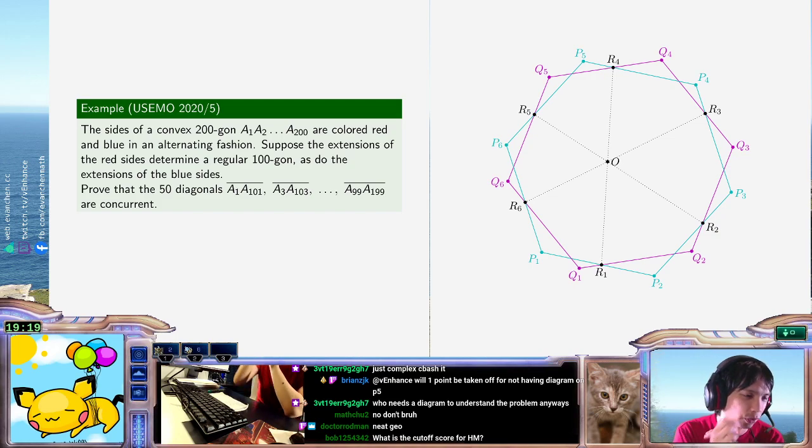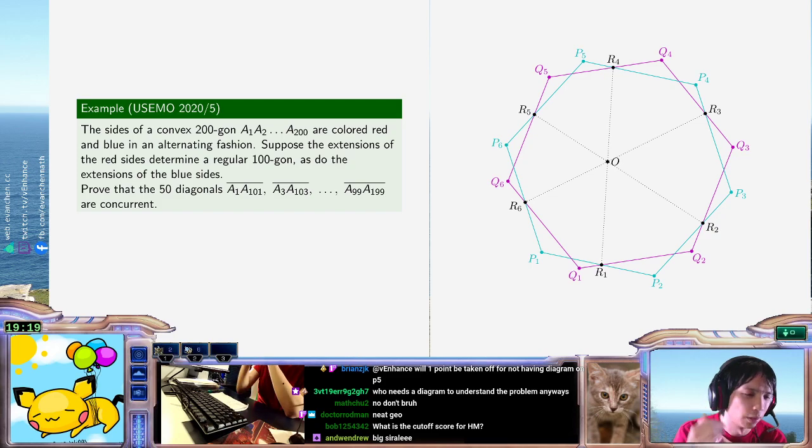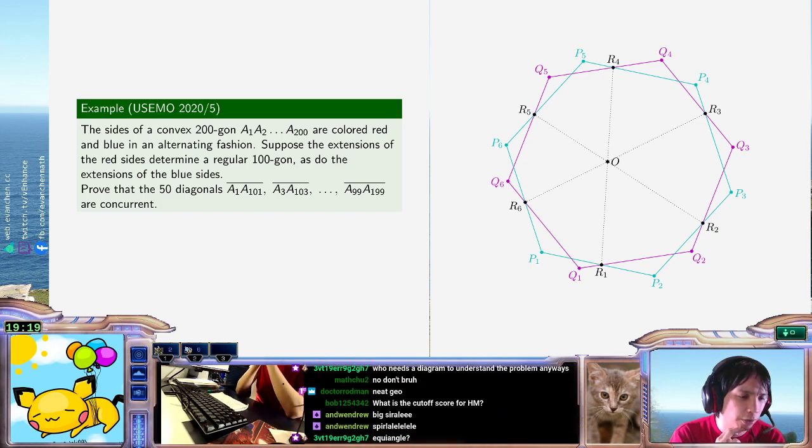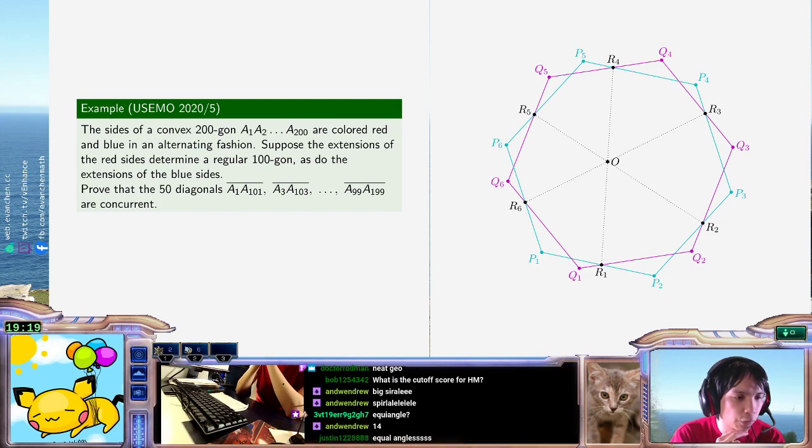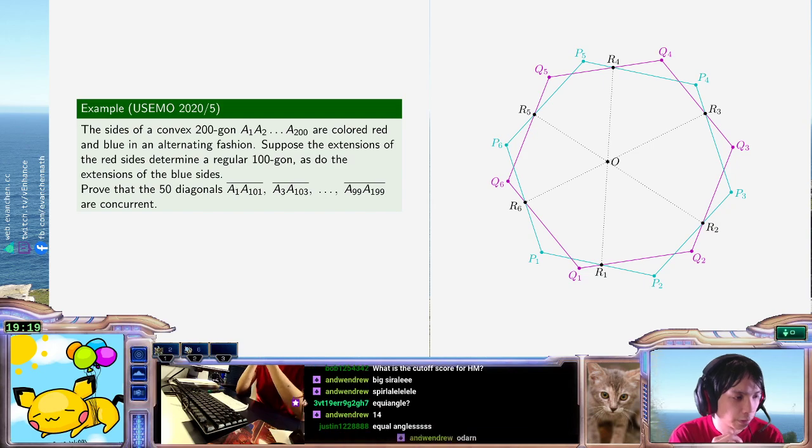What is the cutoff score for HM? For USEMO, HM is the scores after the winners, so it's usually very high. There's an award for distinction at 14 points, so solving two problems completely.